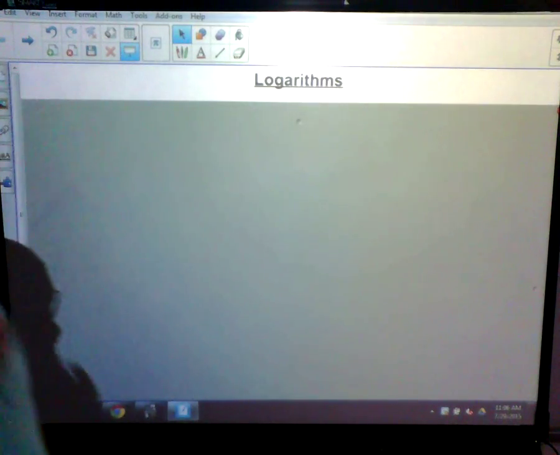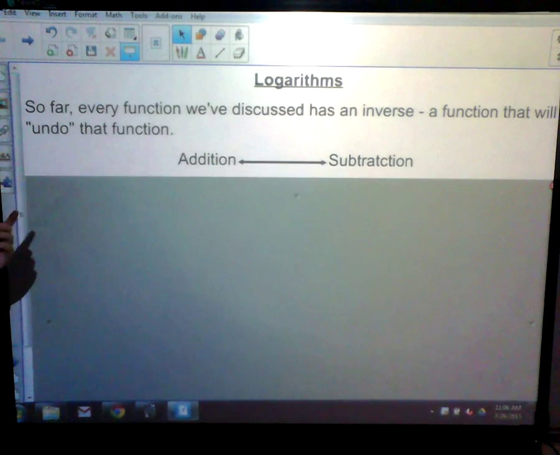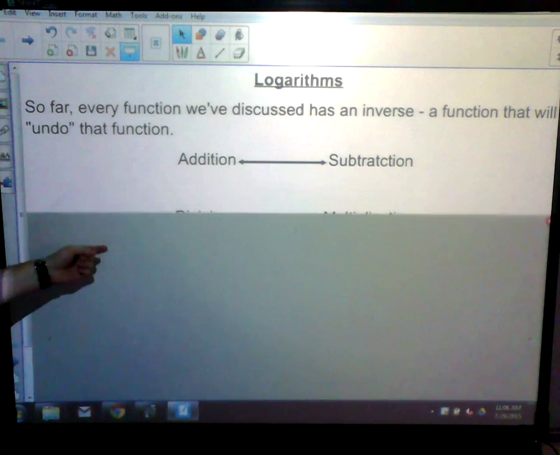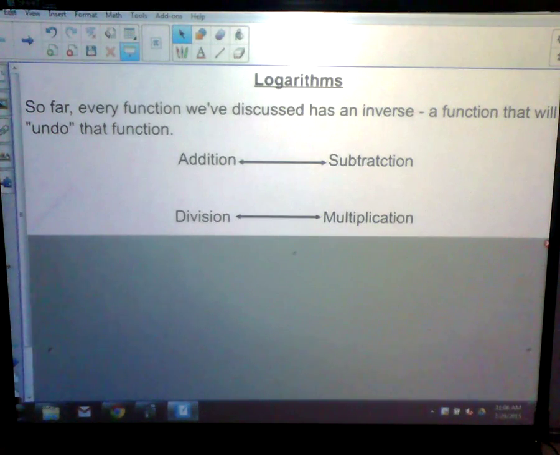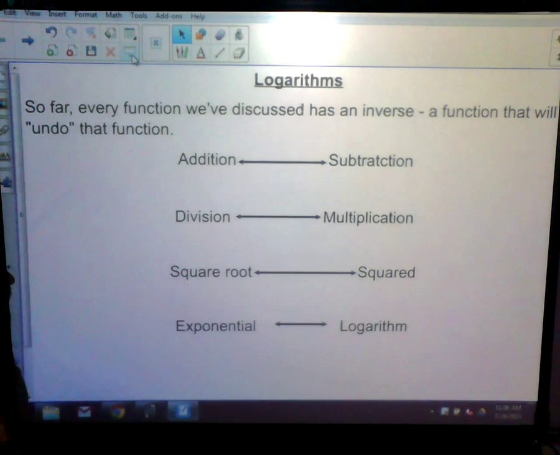These are like exponentials. In fact, everything we've discussed has had an inverse. Addition and subtraction will undo each other. Multiplication and division are inverses. Square root and squared are inverses. The inverse of an exponential is a logarithm. And that's what we're going to talk about today, logarithms. They're the inverse of the exponentials we talked about last time.